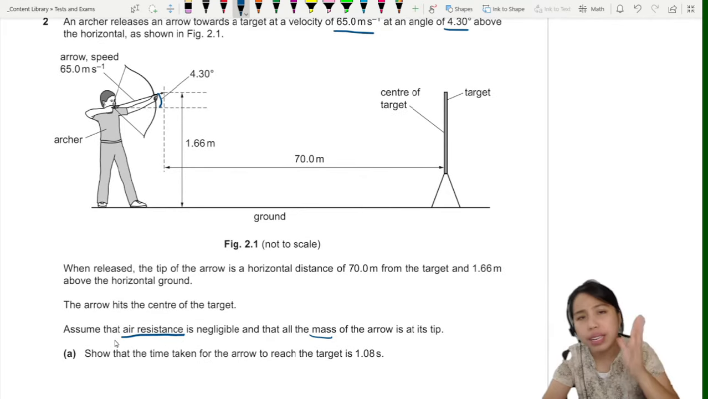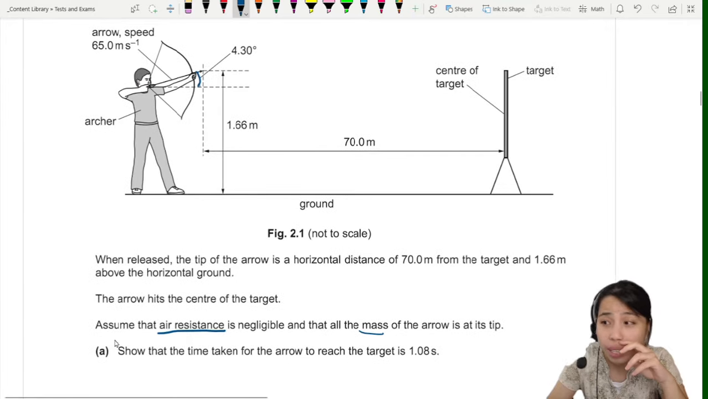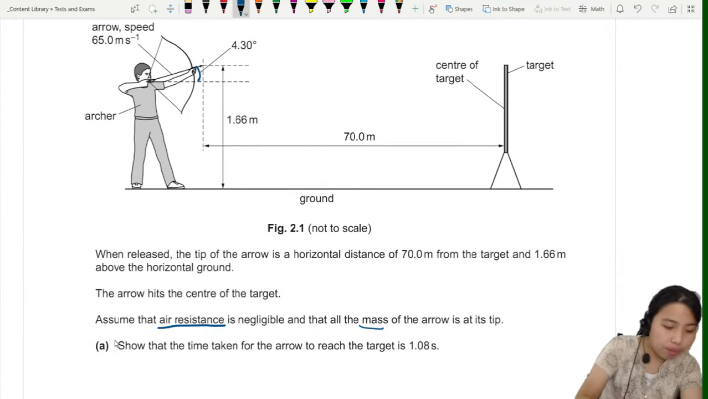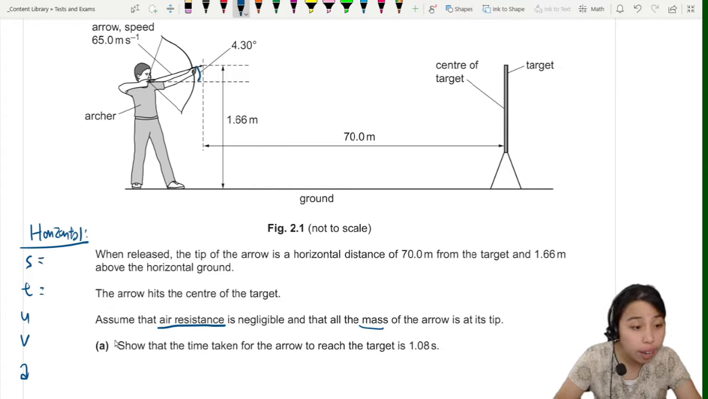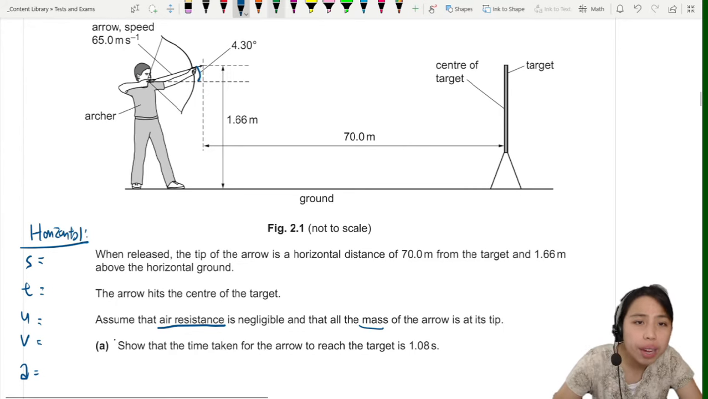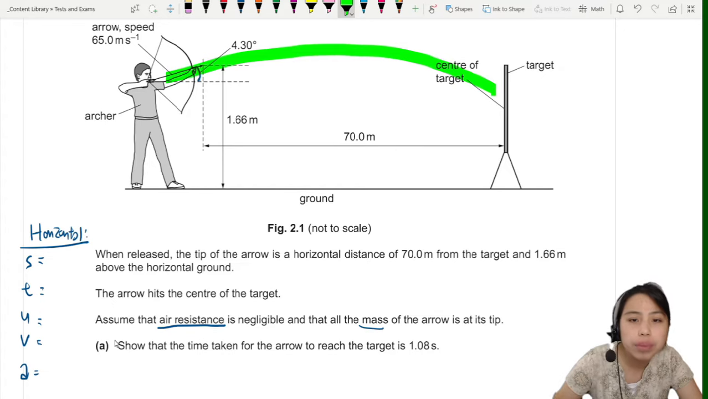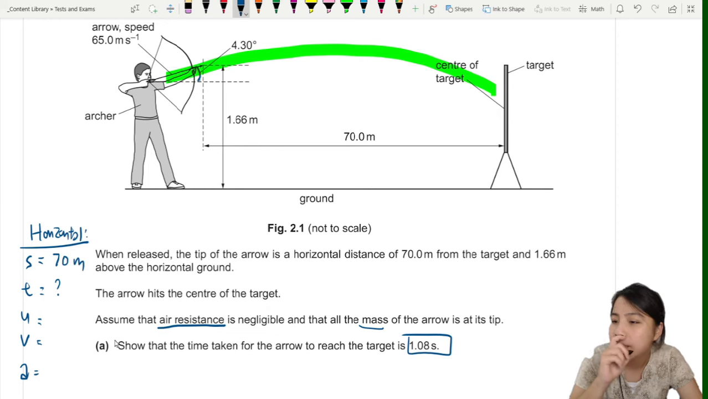When we see this kinematics kind of question, where an object is moving, my recommendation is you set up your SUVAT information. I'm going to look at the horizontal component of things. S-T-U-V-A, SUVAT. Say it with me, SUVAT. Horizontal distance, this arrow is going to travel a distance of 70 meters, so I'm going to put there 70. Time, I need to show that it's 1.08. Initial speed, that one I can find.